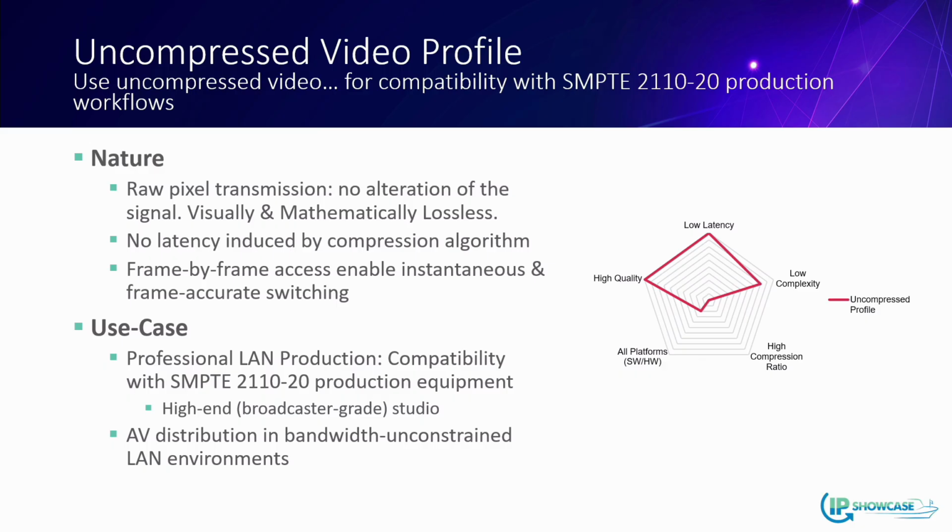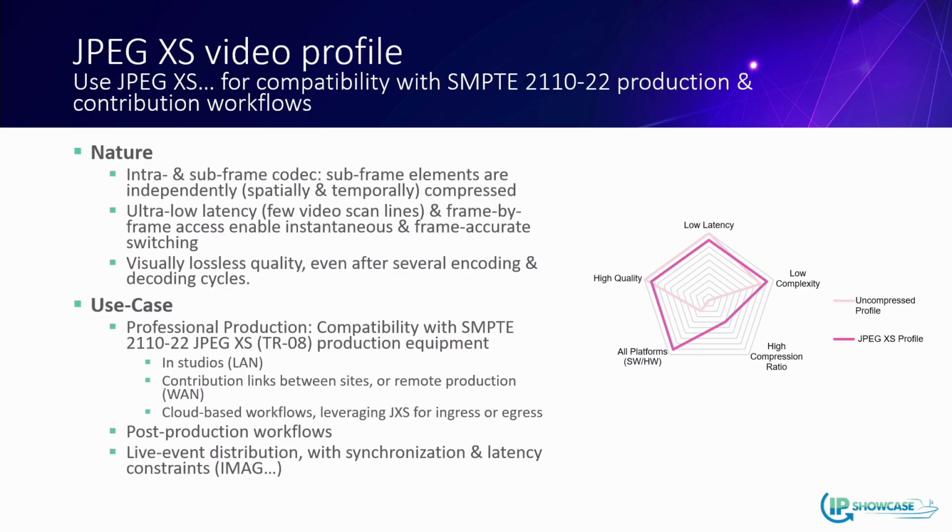And so it's great if you want to interface with high-end broadcaster-grade studios, for example, or if you want to distribute in bandwidth-unconstrained AV environments. And one thing to consider, though, is even if your network is sized for uncompressed video, the simple fact that you've got such a high data rate on devices means that you cannot have this profile in any kind of device. For example, you will never be able to receive an uncompressed video stream on a standard laptop. And that's where the other video profiles come in.